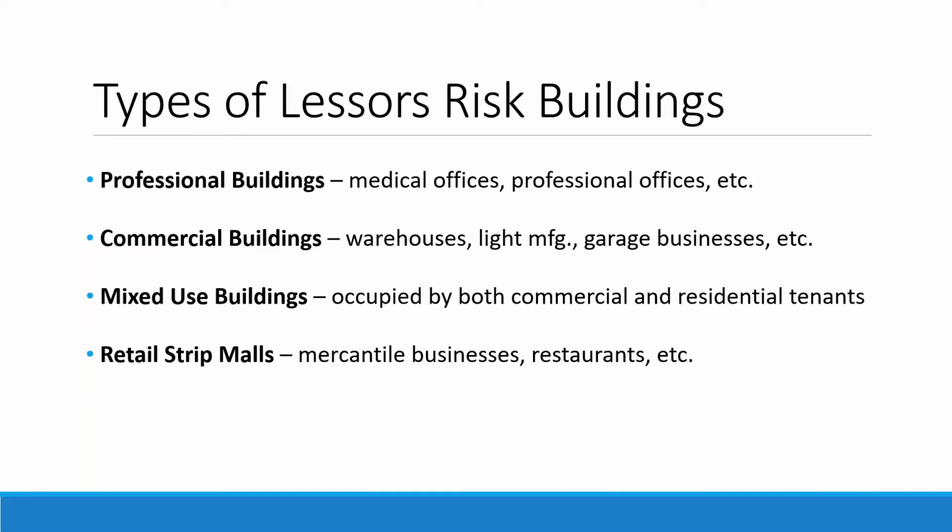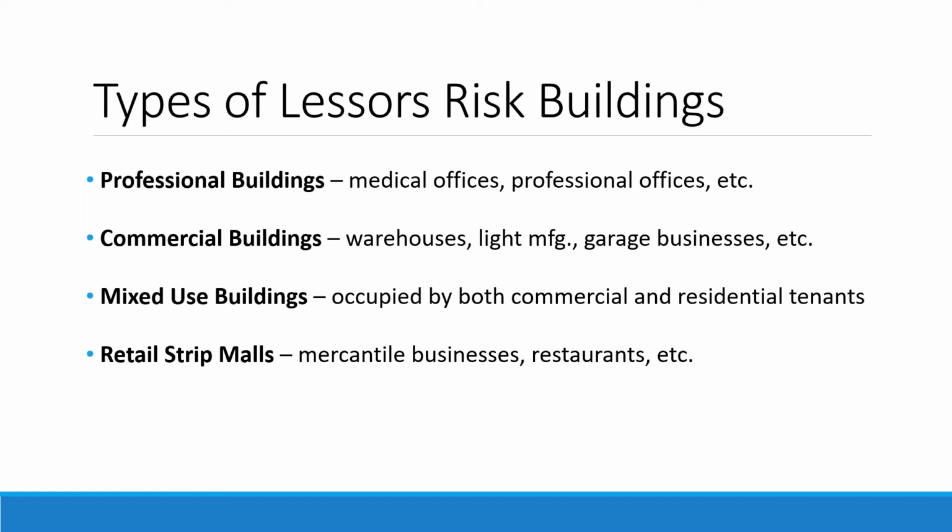All right, and then some different types of LRO buildings that I wanted to point out. So you have your professional buildings. You'll generally see those as medical offices, professional offices that have lawyers or consultants, things like that in those types of buildings. Your commercial buildings could be light manufacturing, warehouses, businesses that have garages in it, things that are not so retail type things, like a retail strip mall as I have here, where you would see your mercantile businesses and restaurants and things like that.